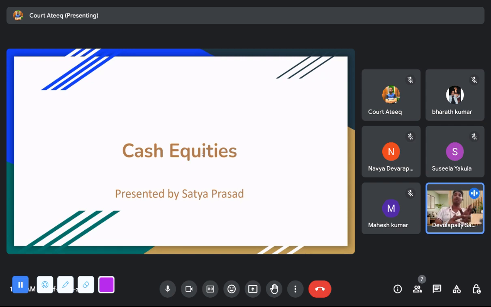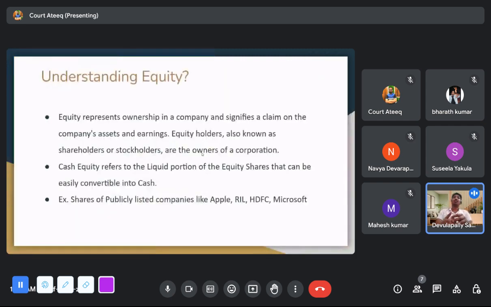Ati, can you please change the slide? First of all, we need to understand what equity is. Equity is nothing but ownership in a company. Let's take a company which is running a business, like a paint company. There are some owners who manage the company and who are the ultimate beneficiaries of the company. Equity represents that we are the owners of the company.